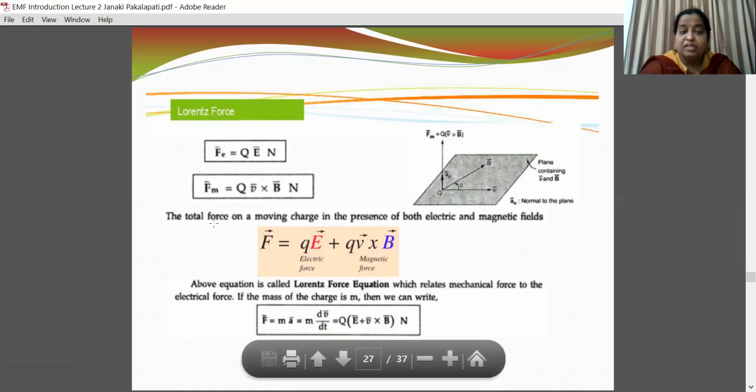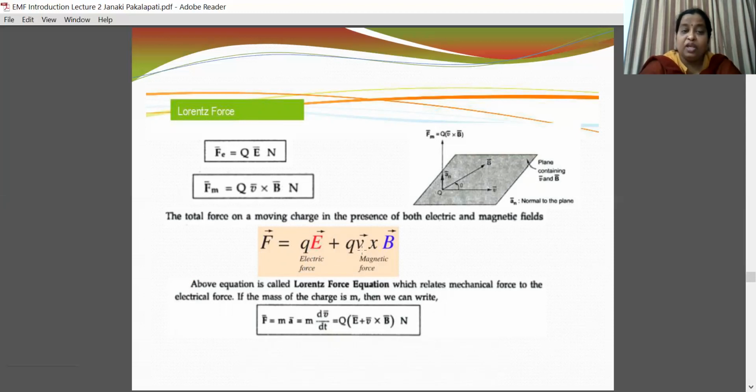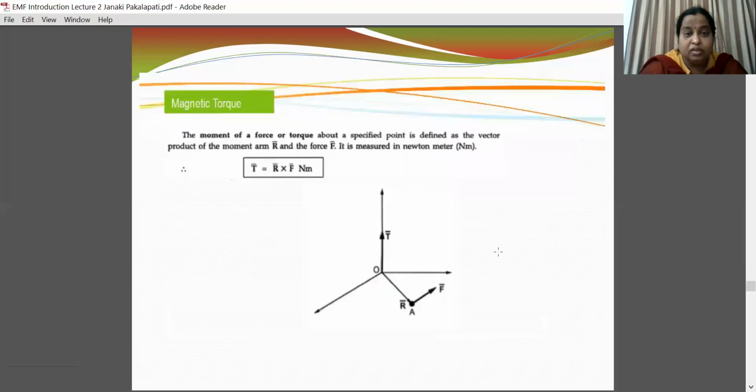Simply, F bar is equal to Q into E bar plus Q into V bar cross B bar. What is this cross? In vectors, cross indicates that if you have two vectors and the resultant is in the mutually perpendicular direction, then you use a cross product. Here, in the figure, this is the velocity and this is the magnetic flux density, and the mutually perpendicular direction is given by F bar. That is the reason we say V bar cross B bar is used.